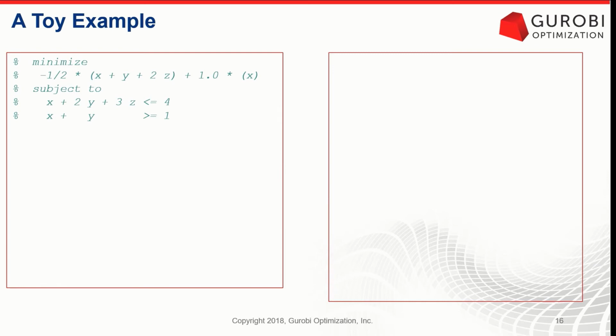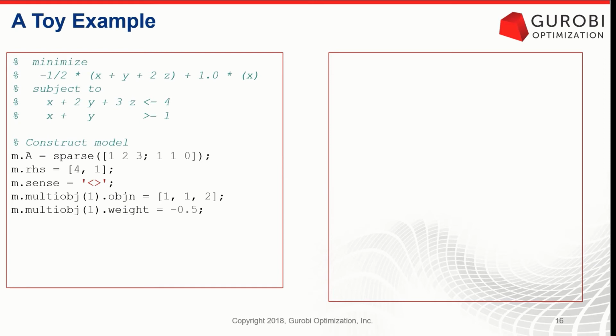Here you see the two objective functions. One is x plus y plus 2z, and the other is just x. The scaling factors are -1/2 and 1, respectively. So first step, we've seen that a lot already today: we construct a model struct defining the constraint matrix A, the right-hand side values 4 and 1, and the two constraint senses.